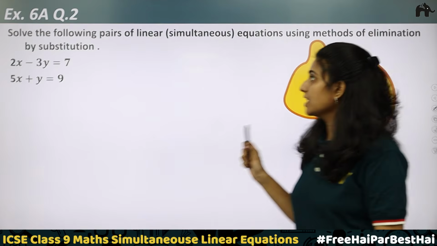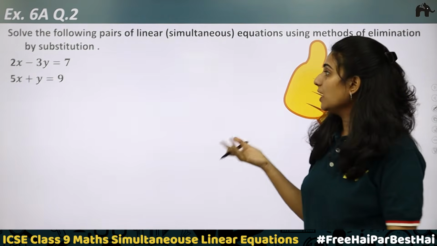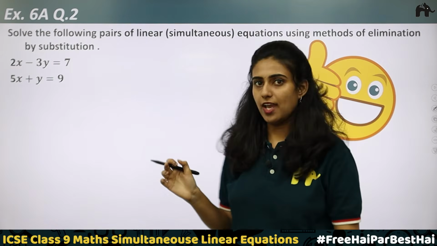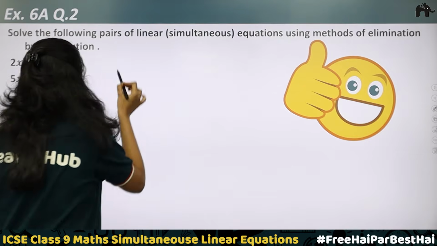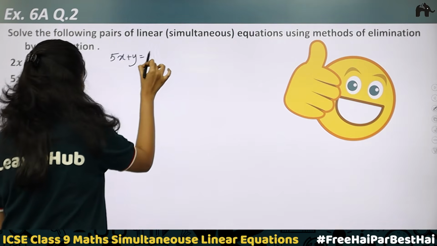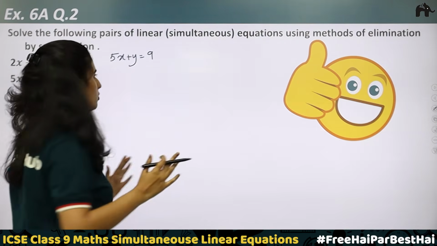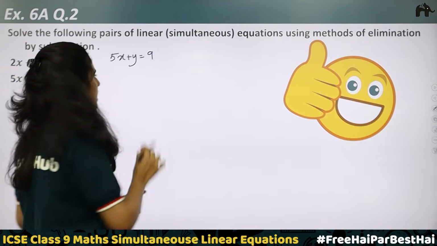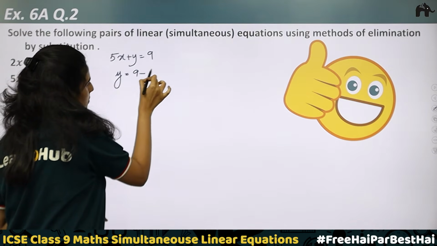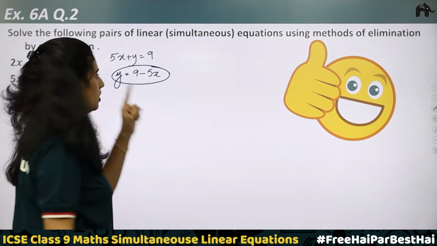Question number 2 of exercise 6a, solve the following pairs of linear equations. So here the equations are 2x minus 3y is equal to 7, 5x plus y is equal to 9. Okay. Now let us take the second equation. In the second equation we have 5x plus y is equal to 9. It doesn't matter if you take the first equation or second equation, you will be getting the same values of x and y. We can take y. What is y here? Y will be equal to 9 minus 5x. Okay, from the second equation we got the value of y.